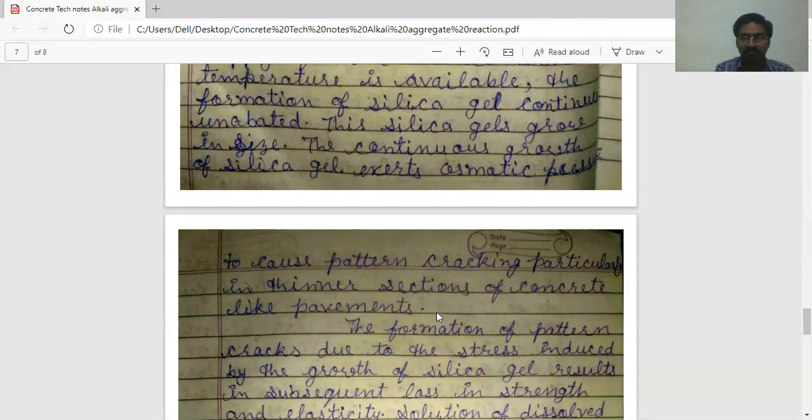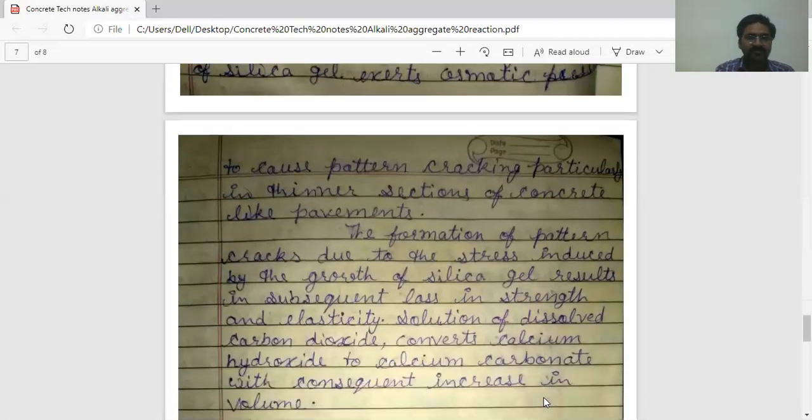The formation of pattern cracks is due to the stress induced by the growth of silica gel. Cracks due to the stress induced by the growth of silica gel result in subsequent loss in strength and elasticity. Solution of dissolved carbon dioxide converts calcium hydroxide into calcium carbonate with consequent increase in volume.